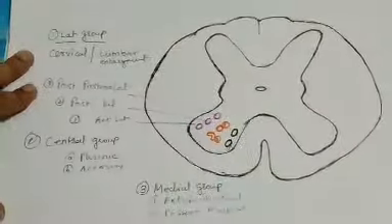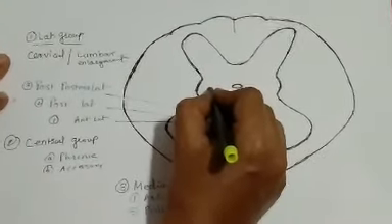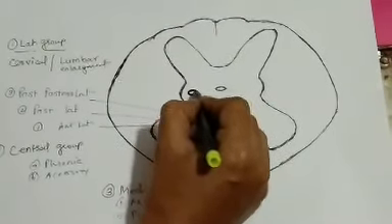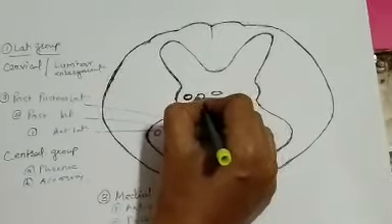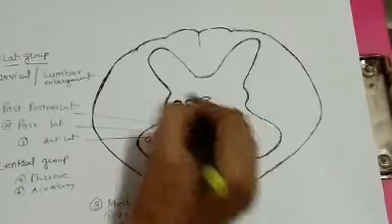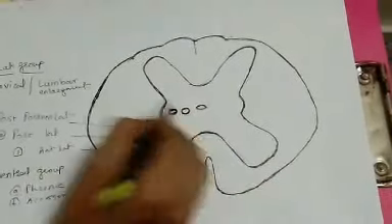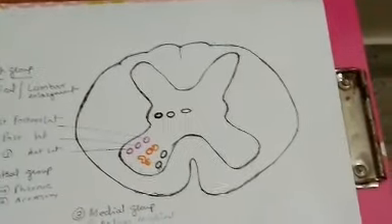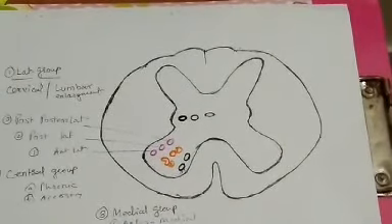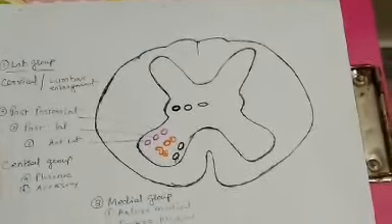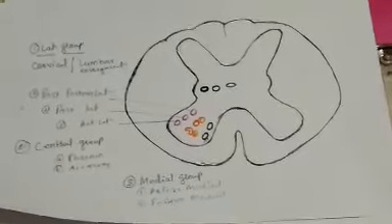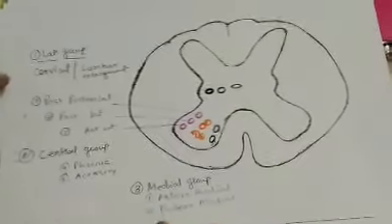Now, nuclei within the intermediate area. There are two subgroups within the intermediate area. This is intermediolateral and this is intermediomedial group. This intermediolateral is related with the preganglionic fibers of segment T1 to L2 and the preganglionic fibers of S2, S3, S4 for the pelvic viscera.